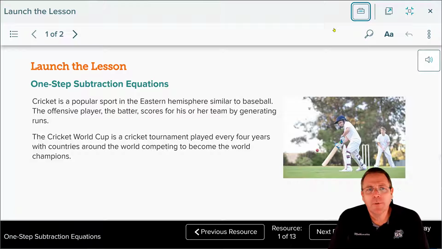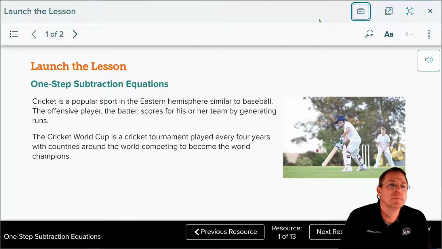Cricket is a popular sport in the Eastern Hemisphere, similar to baseball. The offensive player, the batter, scores for his team or her team by generating runs. The Cricket World Cup is a cricket tournament played every 4 years. Unlike our World Series, which is every 1 year, this is every 4 years, with countries around the world competing to become the world champions.